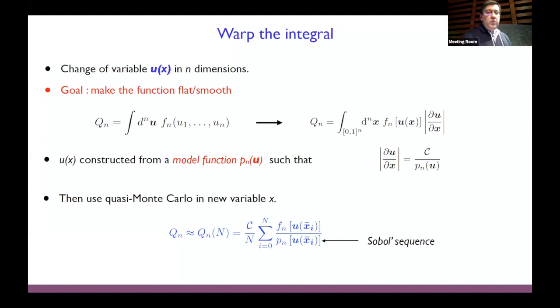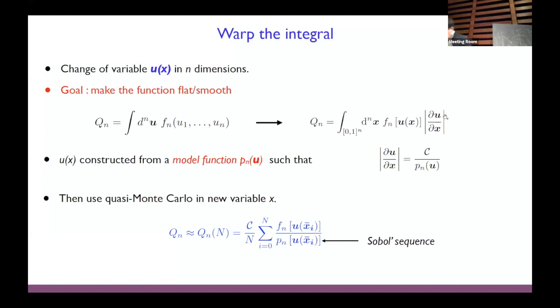You are going to do that with a model function of the function fn you want to compute. So you take a model function Pn. I will come back to that in a second. From that function Pn, we construct u of x, with formulas in the paper, such that the Jacobian is 1 over Pn times a constant. So if you now use Quasi-Monte Carlo in the new variable, you will have a sum of fn over Pn, because that's the Jacobian.